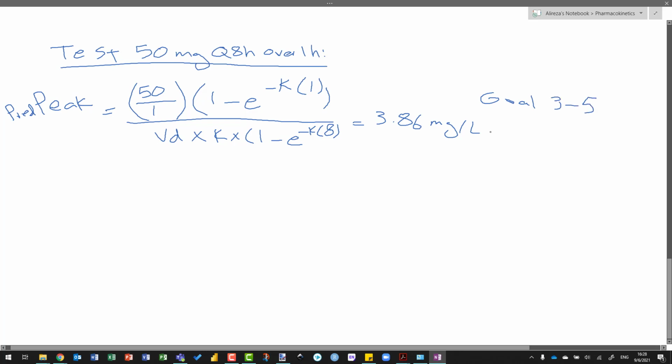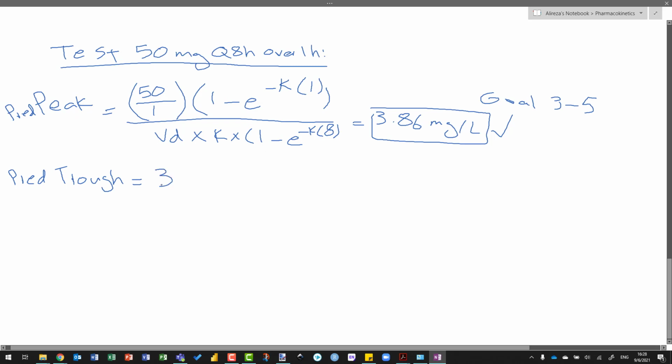Now our goal was 3 to 5. So this is within goal. So this is something we like. So, as long as it's equal to or greater than 3 and equal to or less than 5, this is a good peak. So for efficacy, now we want to make sure we calculate the predicted trough to make sure the body is able to clear for safety.